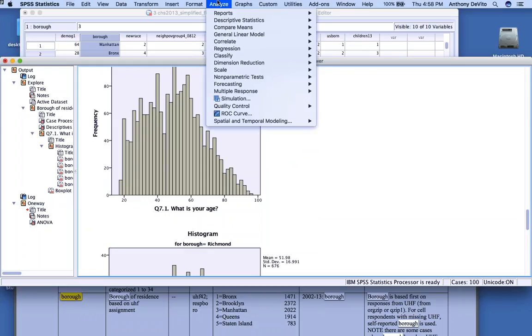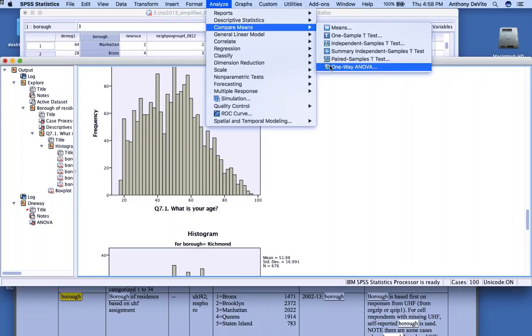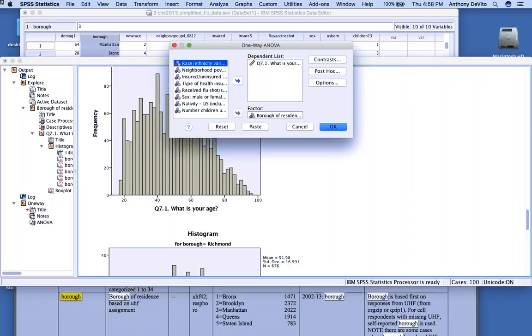I'm going to click on Analyze, Compare Means, One-Way Analysis of Variance. By the way, the problem in the exam is very similar to this, different data set, but we're always doing the same thing. Doesn't matter where the numbers come from. We're dealing with the numbers the same way. And you'll see that there's a different data set in the exam, but you handle it the same way.